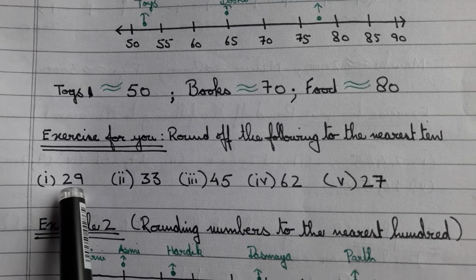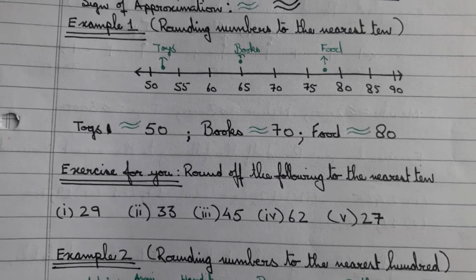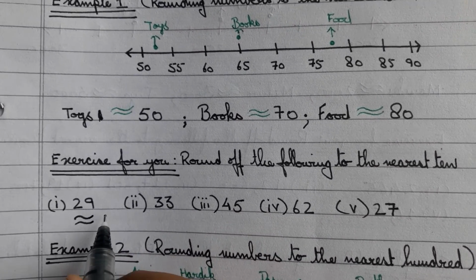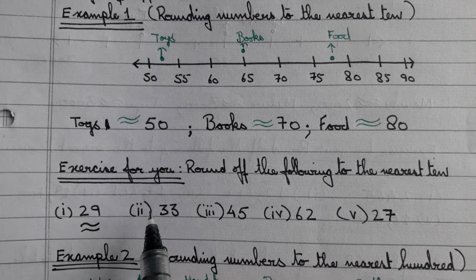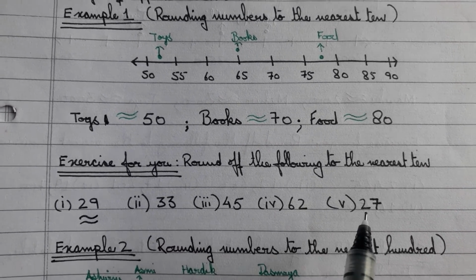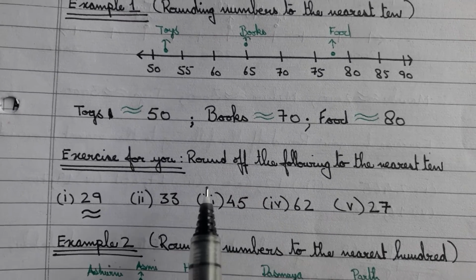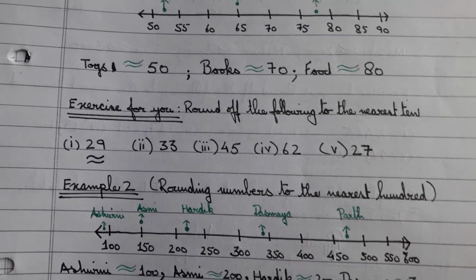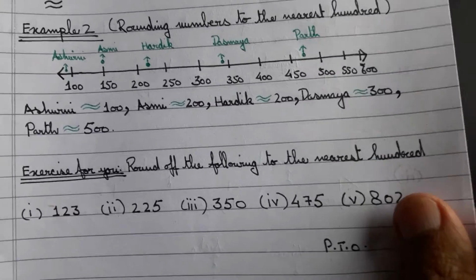So 29 is close to 30. So the approximate value would be, you'll put the approximation sign. See, this is how you would do in your notebooks. You'll put the approximation sign here. Alright. And then you will write the answer. I'm not writing the answer here. So you'll write 30. 33 will go to the left hand side. So again it will be 30. 45 will go to 50. 62 will go to 60. 27 will go to 30. So the answers are 30, 30, 30, 50 and 60. Alright, understood?